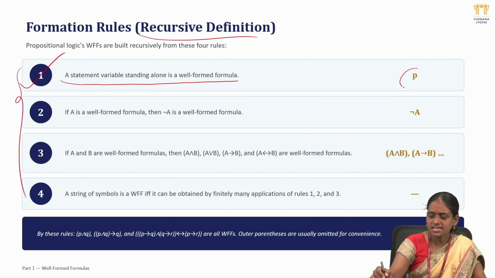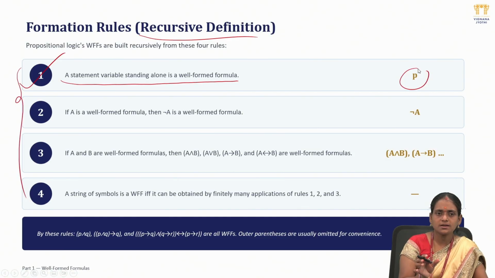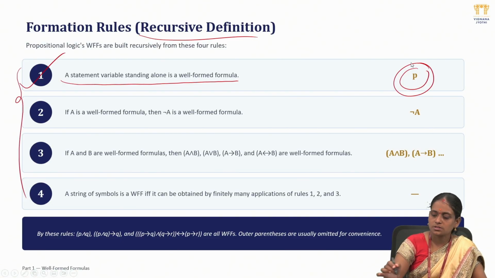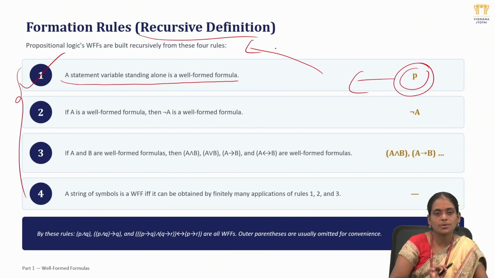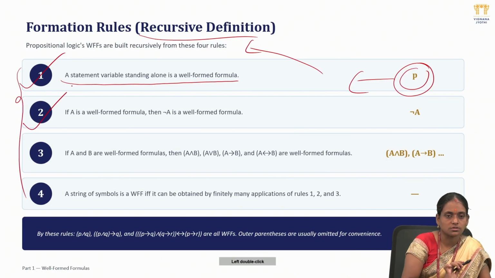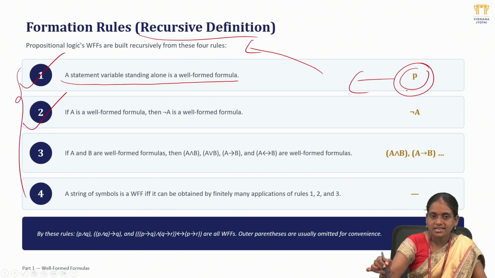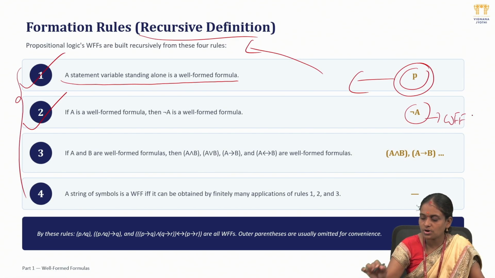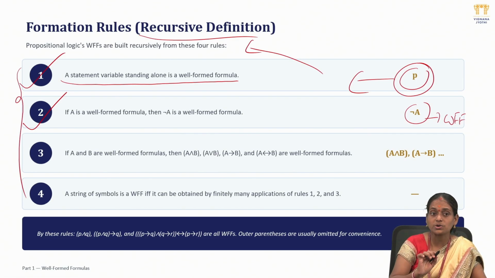Already in our previous lecture we had seen that each and every variable should be treated as some propositional statement. So if I represent that propositional statement without any connectives, that is also a valid well-formed formula. And the second rule, rule 2, is that for that simple statement, if I apply negation, this is also a valid well-formed formula. Without any other connectives, only a single connective, that is negation, for an atomic statement.